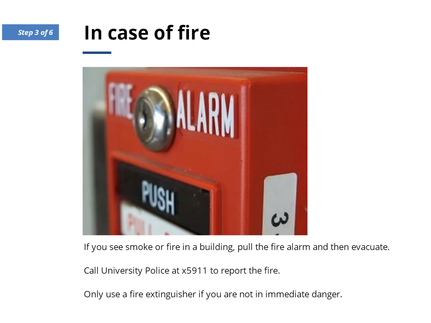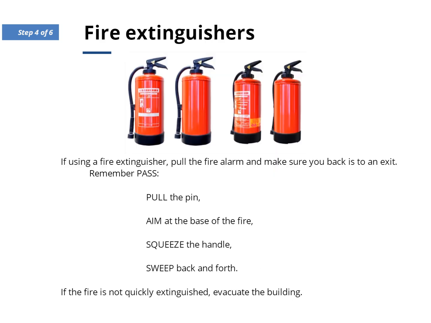In case of fire, if you see smoke or fire in a building, pull the fire alarm and then evacuate. Call University Police at extension 5911 to report the fire. Only use a fire extinguisher if you are not in immediate danger.